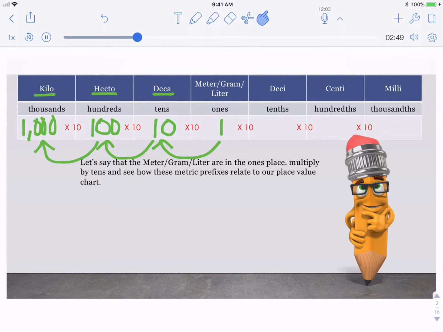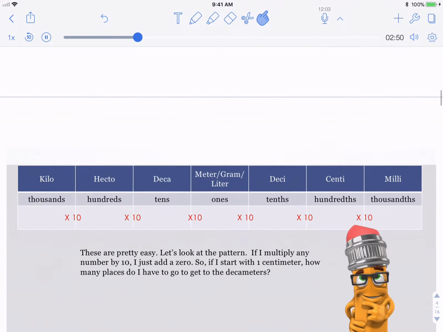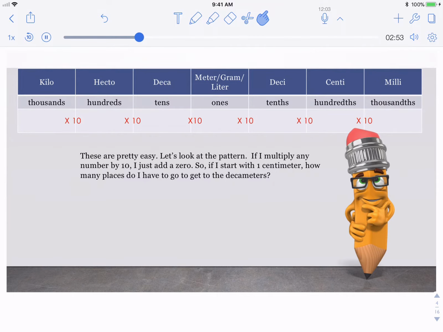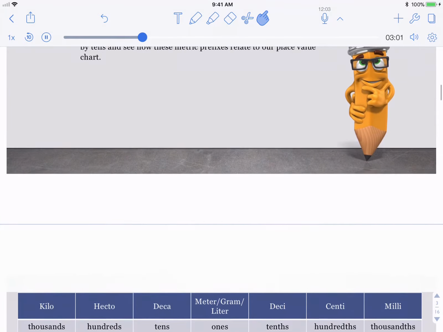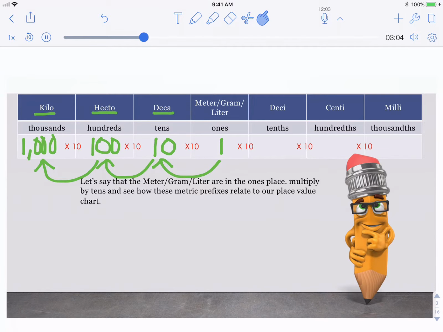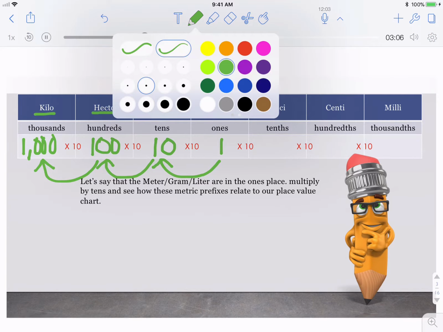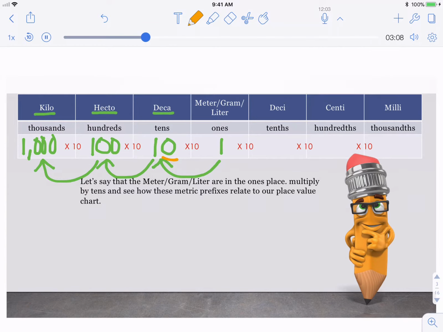Okay, next slide. These are pretty easy. Let's look at the pattern. If I multiply any number by 10, I just add a 0. Let's look back at that last slide. Notice when I moved one place to the left, I added 1 zero. When I moved the next place to the left, I added another 0. And then finally added another 0 in the kilos. So if you notice, our number keeps getting bigger by tens.